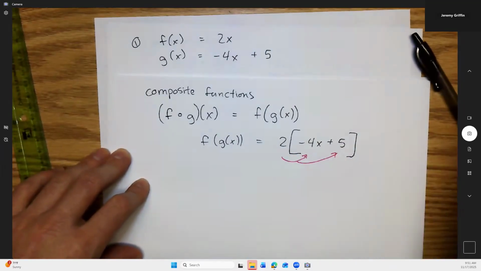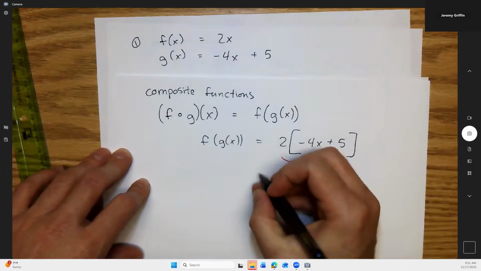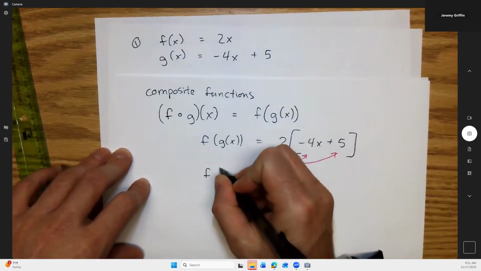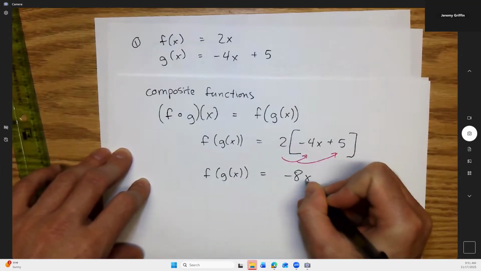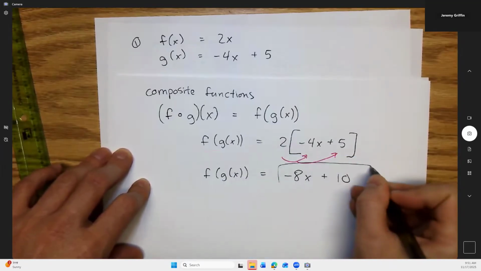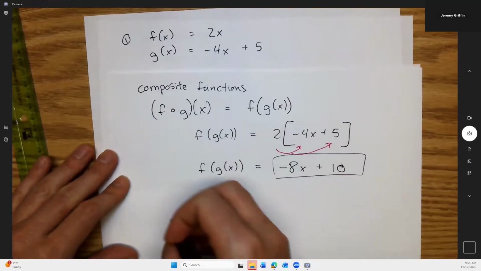It looks like I can distribute the 2, because this does multiply. This really means 2 times that. So f of g of x is negative 8x plus 10, like that.